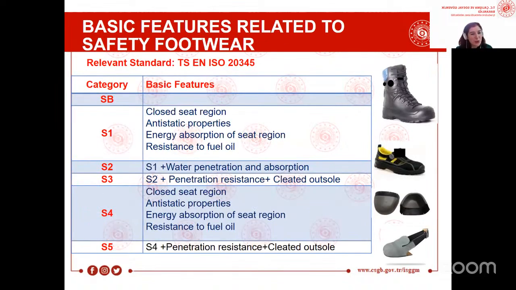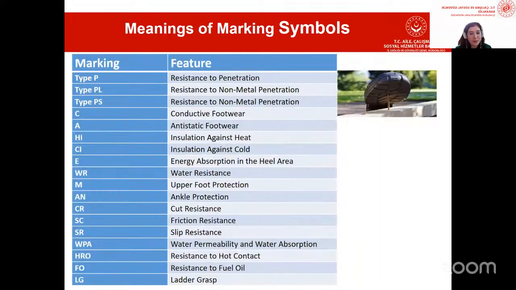The basic features related to safety footwear and the categories are shown here. S1 is for closed seat region, anti-static properties, energy absorption of seat region, resistance to fuel oil. S2 is for S1 plus water penetration and absorption. S3 is for S1 plus penetration resistance plus cleated outsole. S4 is for closed seat region, anti-static properties, energy absorption of seat region, and so on. Meanings of marking symbols are shown on the table as you see.